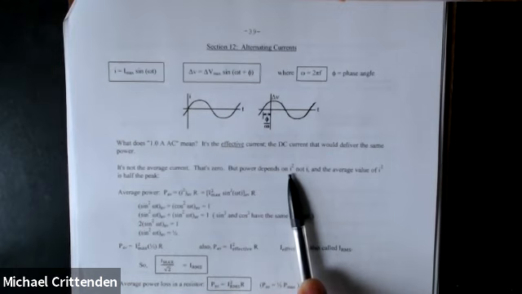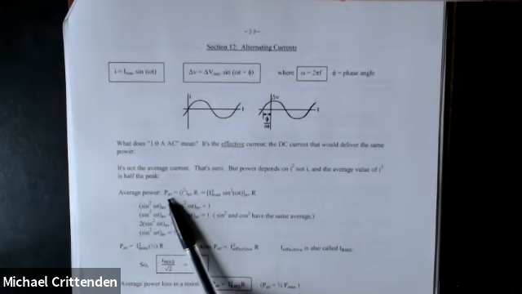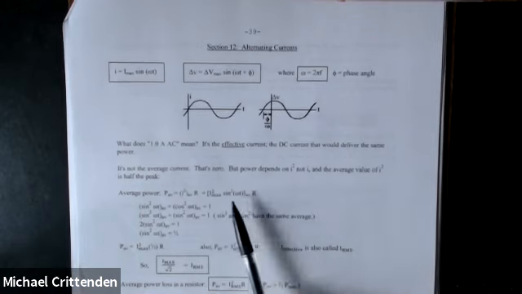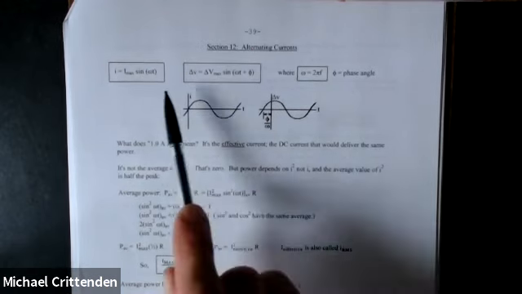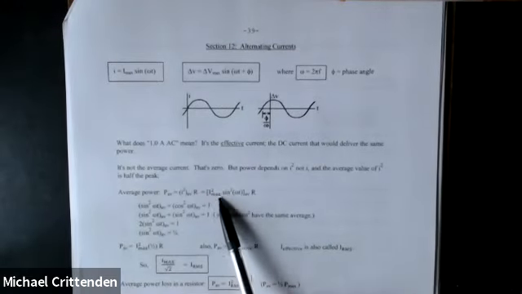So really, if you want to talk about the average power being delivered, the average power depends on the average value of I squared, not on the average value of I. That's kind of what I wrote down here. If you take this function for I and you square it, you're going to have the amplitude squared.